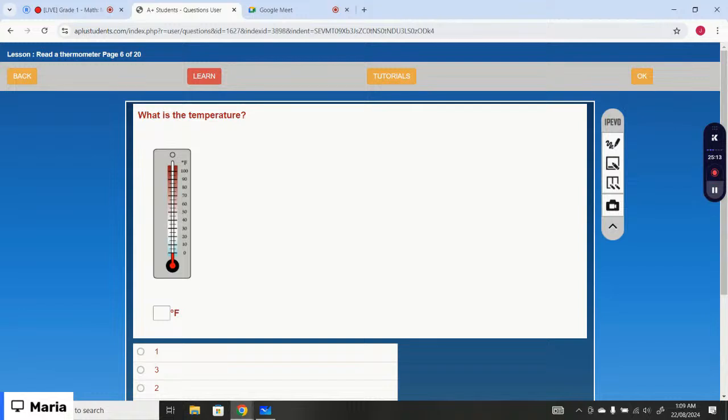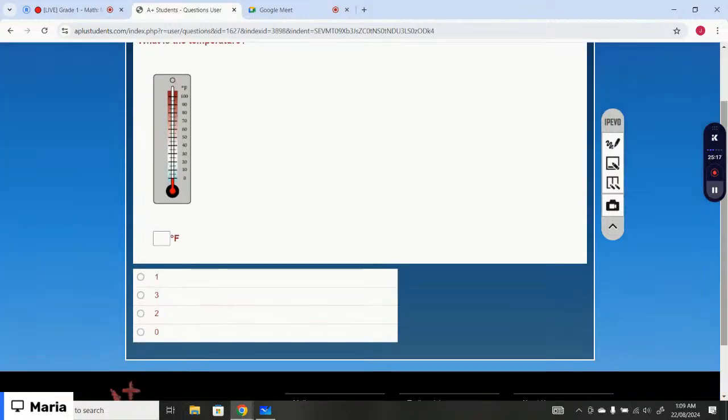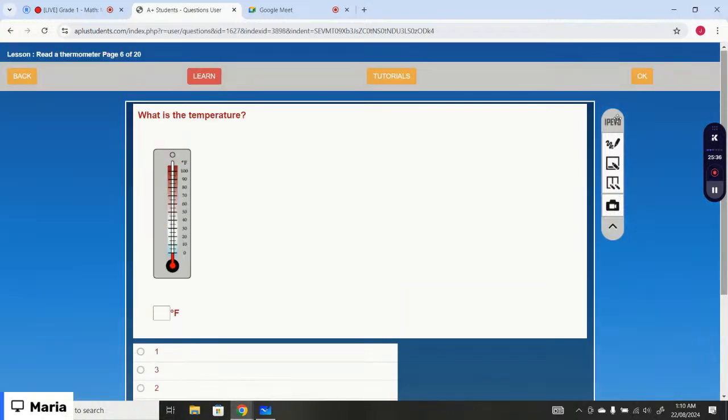Okay, what is the temperature? You have to see the temperature. So which is the correct option? You can see here the color is changing from red to white. So match this line. So the line matches to 0. So the correct option is 0 degree Fahrenheit. The correct option is option number 4. That is 0 degree Fahrenheit.